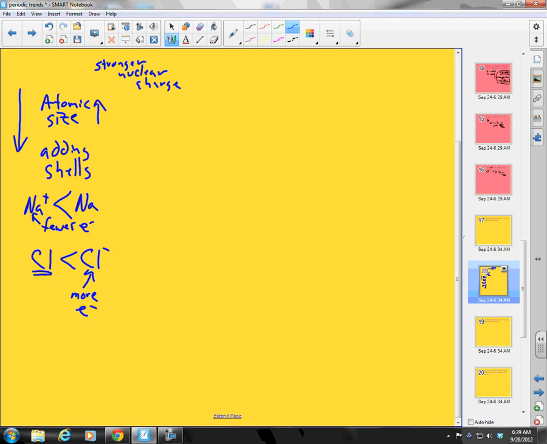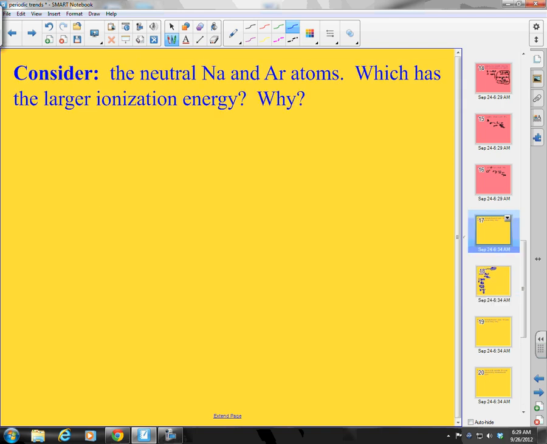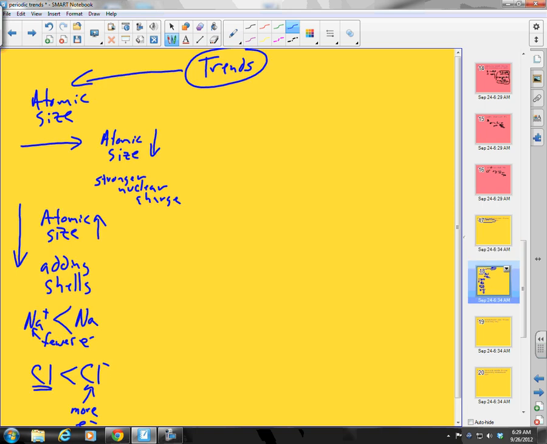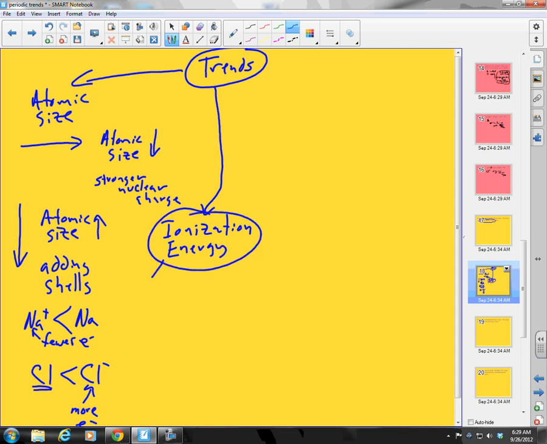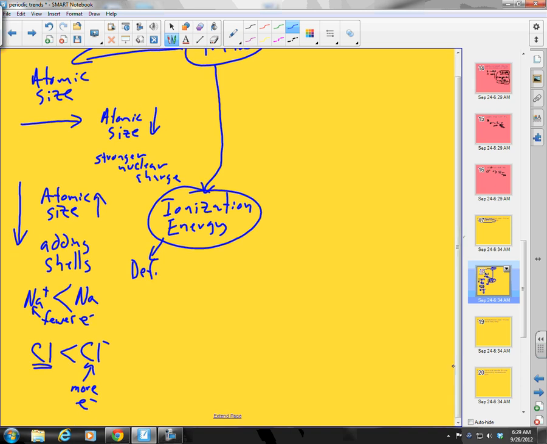Let's go on to the next concept. Consider the neutral sodium and argon atoms, which has a larger ionization energy? Okay, new concept here: ionization energy. So we have a new trend. We want to talk about ionization energy. And what is ionization energy? We always want to start with our definition.